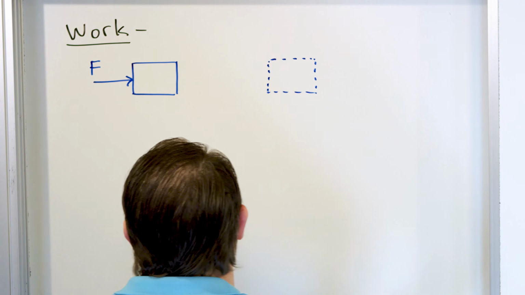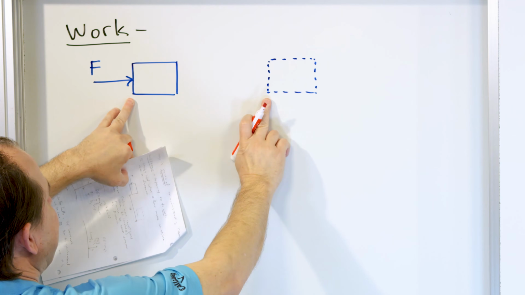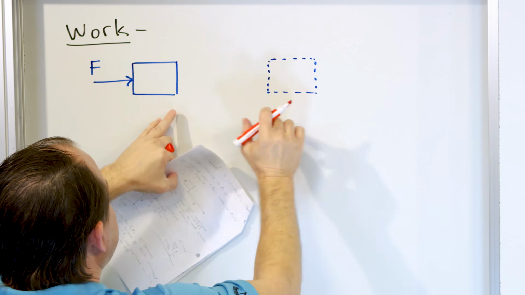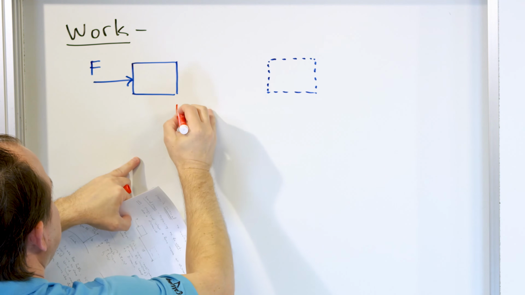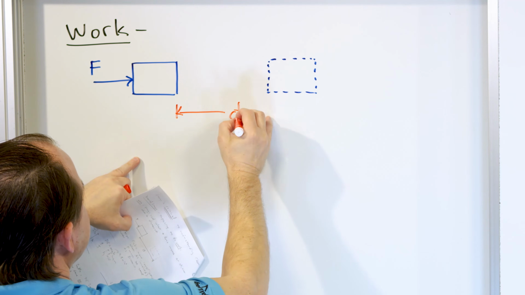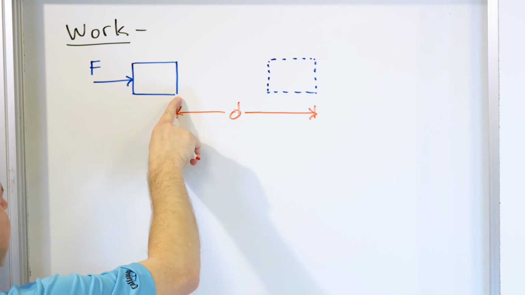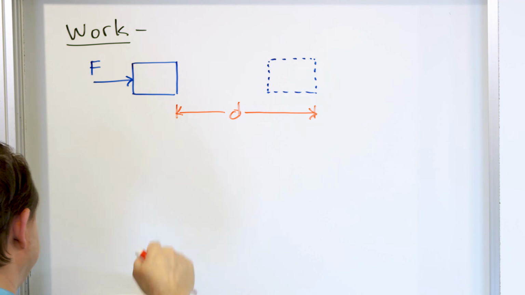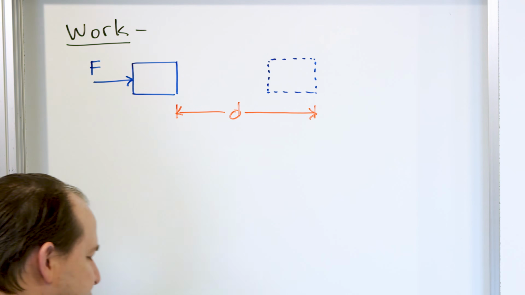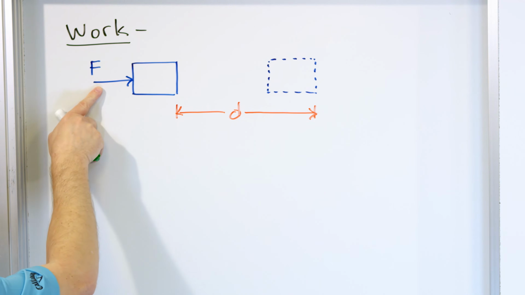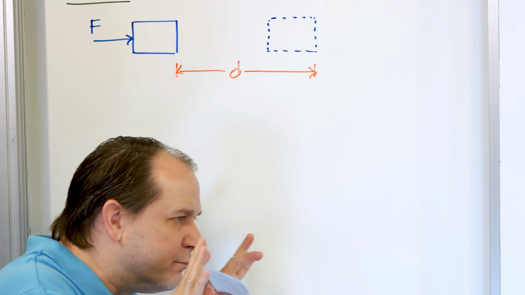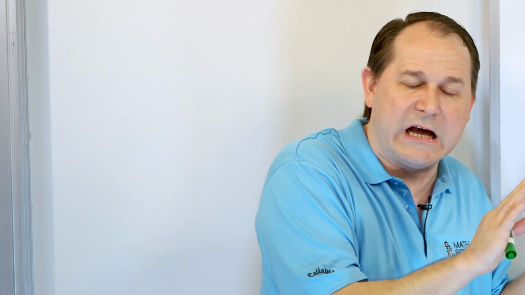Now, how far did the box move? Well, you can pick the trailing edge to the trailing edge or the leading edge to the leading edge. Either way, if you pick a consistent place, it's going to move through some distance d to get to its final destination. So if you push a box with a force F, and then don't forget, once it's moving, you're still pushing on it with a constant force F.